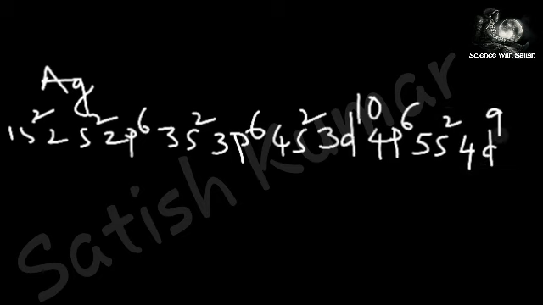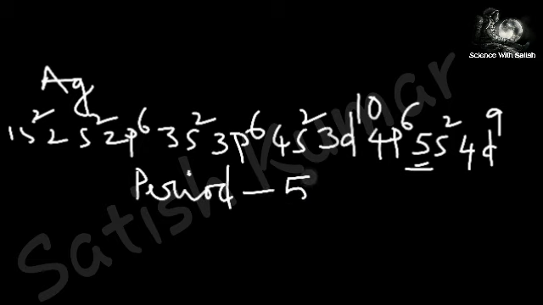So the period number is very simple, it is the maximum of n. So 1 2 3 4 3 4 5 4. So this is the period number. So it is in the fifth period.